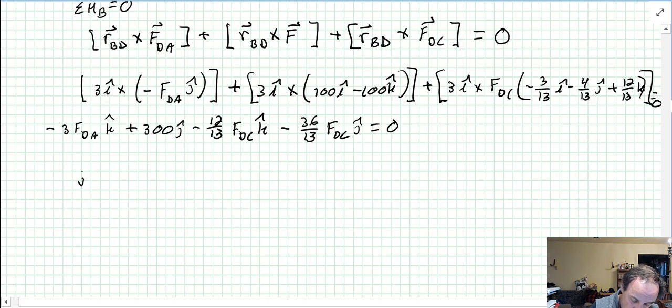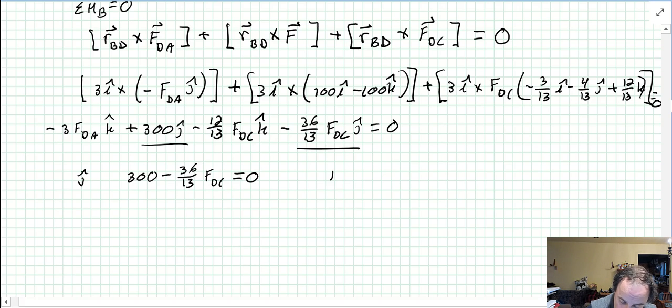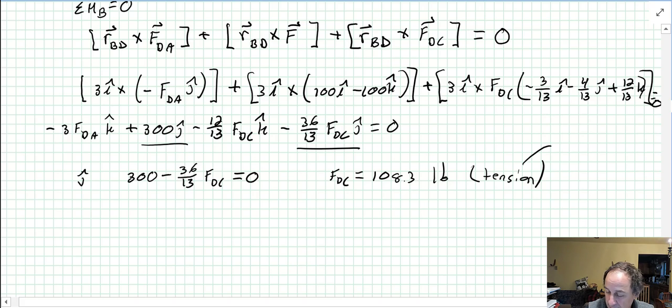So we have our J components, and we've got two of them. 300 minus 36 over 13 FDC equals 0. So that means the magnitude of force FDC equals 108.3 pounds. And the positive means it's in tension, as drawn.